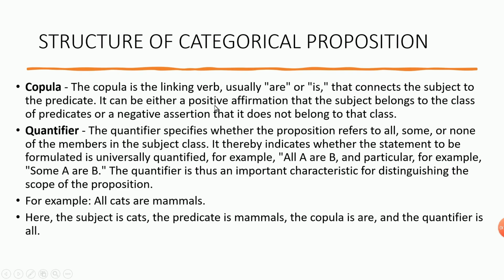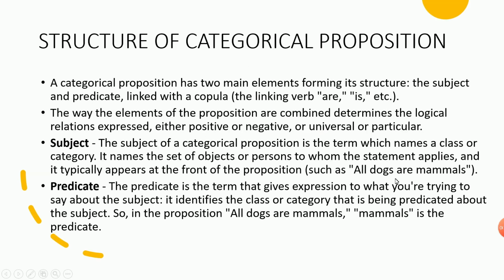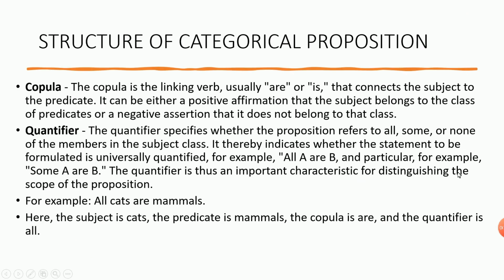It can be either a positive affirmation that the subject belongs to the class of the predicate, or a negative assertion that it does not belong. So in the previous slide, all dogs are mammals is a positive affirmation. If all is replaced by no, then no dogs are mammals. That means it is a negative assertion, so that it does not belong to the class.